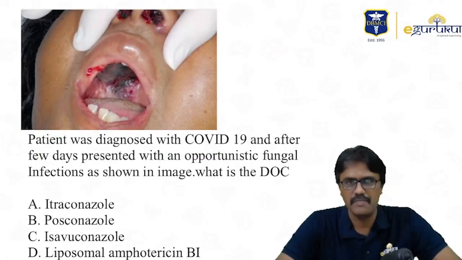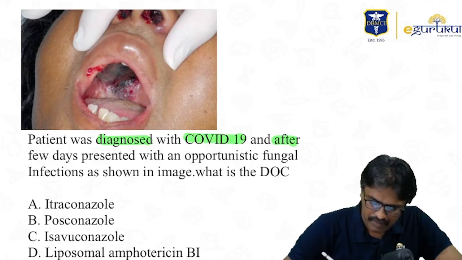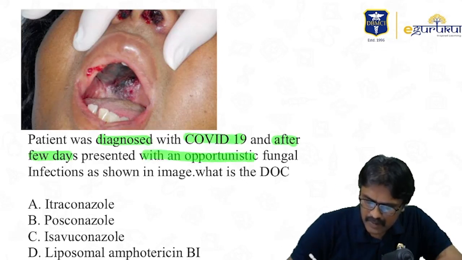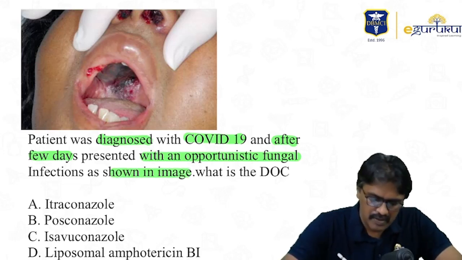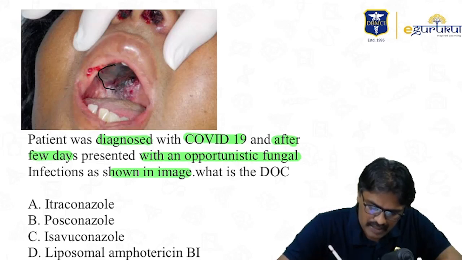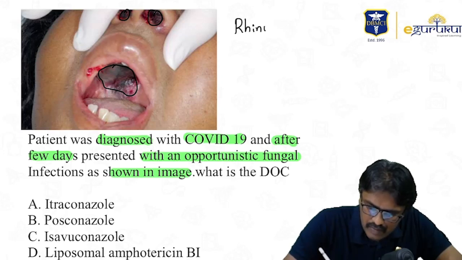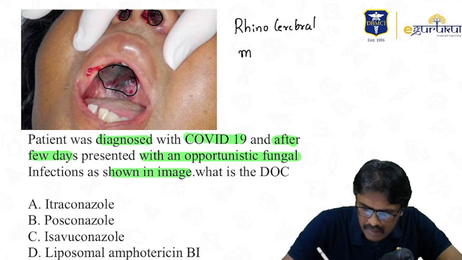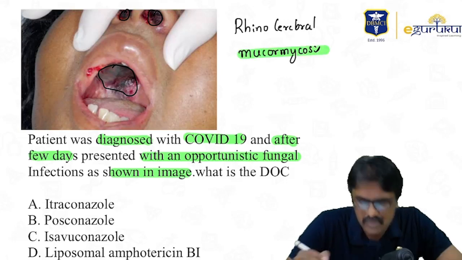Now, one more question. Patient was diagnosed with COVID-19 and after few days presented with an opportunistic fungal infection as shown in image. Now, if you see the image, you can see the blackish eschar in the palate as well as in the nose. So this will point towards the rhinocerebral mucormycosis. So I am not going in depth with the diagnosis. My question will be restricted towards diagnosing mucormycosis.